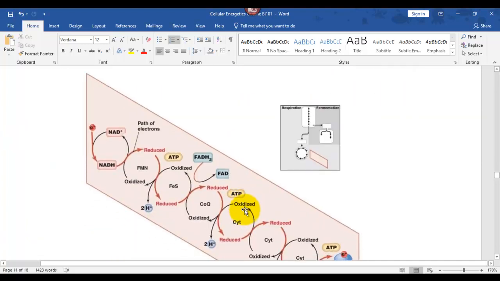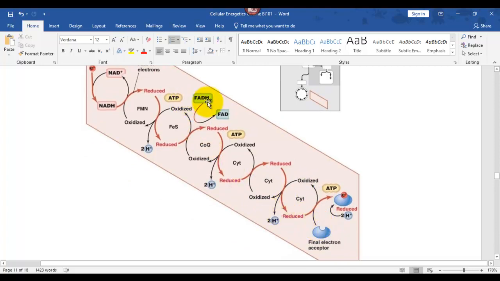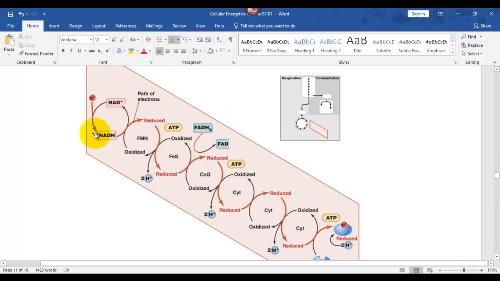Now, this is the end of this thing. I tried to find another diagram. I like this one because it looks like, and it is, a little waterfall cascade. And you can even see it here. Look, here's the FAD unloading its electrons. It's powering this process. Here's the NAD.